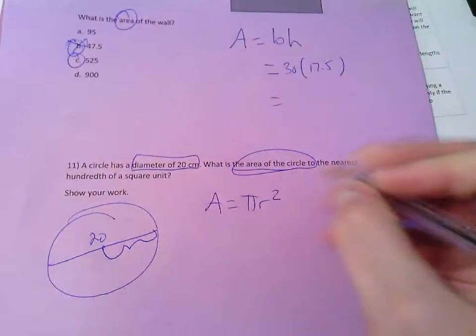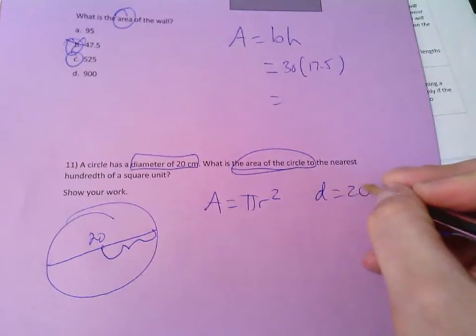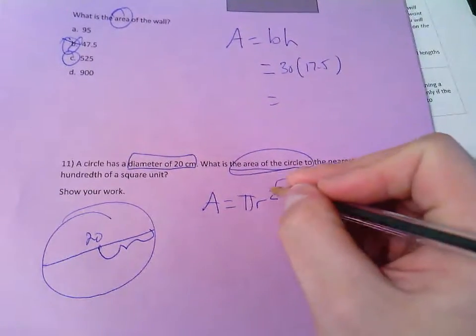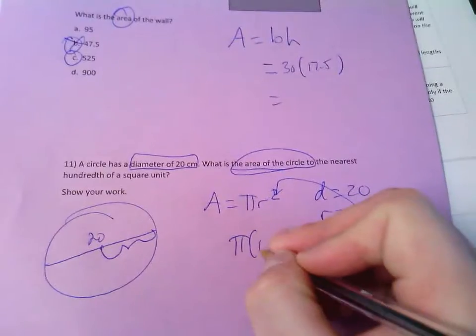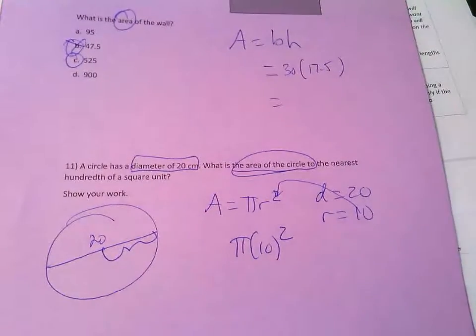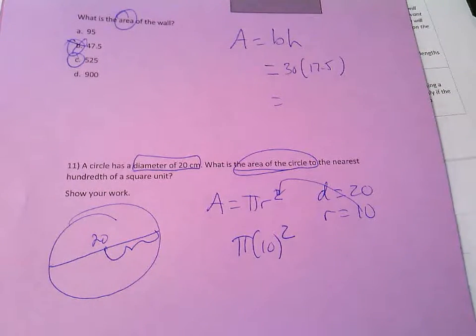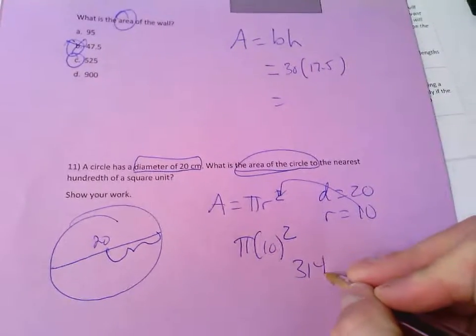But in the formula, I need the radius. And the radius would be 10. So then 10 goes here. So we have pi 10 squared. Right. And you just put it in the calculator. Pi times 10, hit the x squared button. And we get 314 to the nearest hundredth.